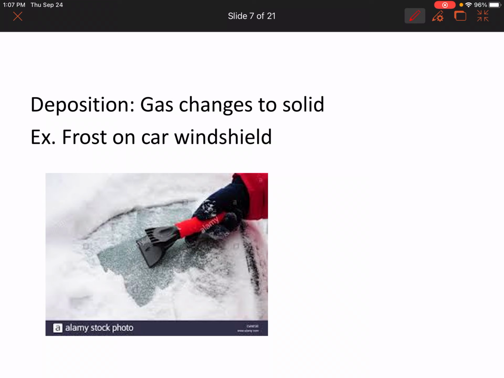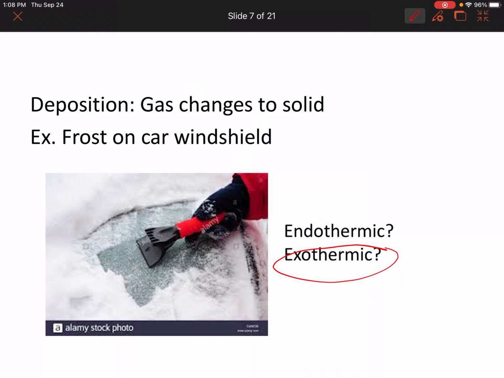The opposite of that is deposition. This is when a gas changes directly into a solid. It's going to bypass that liquid phase. An example of this is frost on a car windshield. So this would be water vapor coming from the air and just directly depositing on your windshield as a solid. Endothermic or exothermic, it's going to be exothermic.